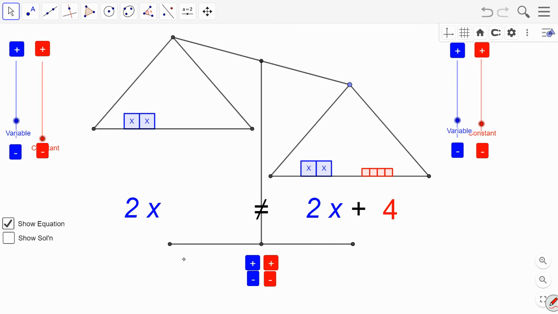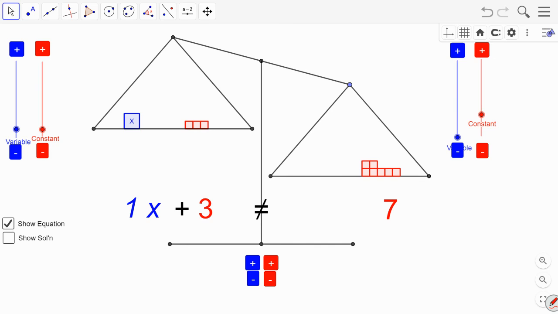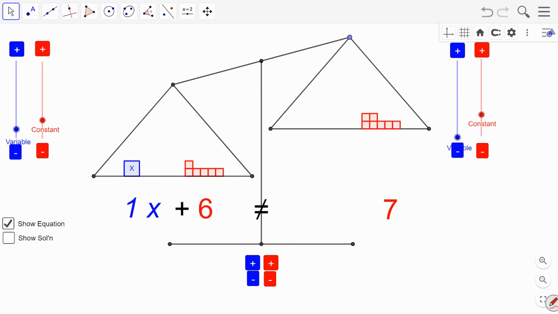2x plus 4. Wow, it's so difficult. I wonder what 3x plus 4 is. Okay, that's right. Now, that's not right. How do you know it's not right by the picture? If I do this, how do you know that this is wrong?